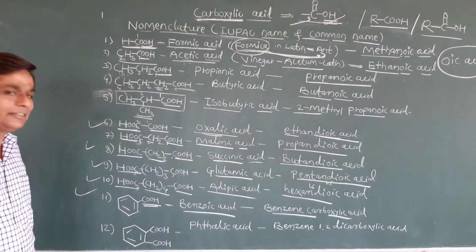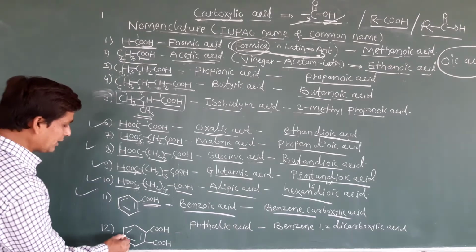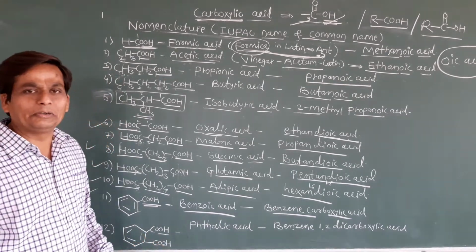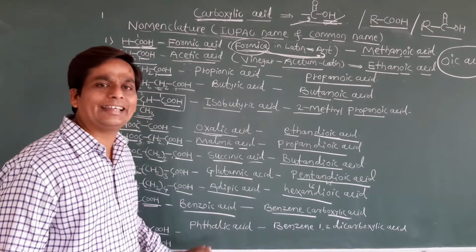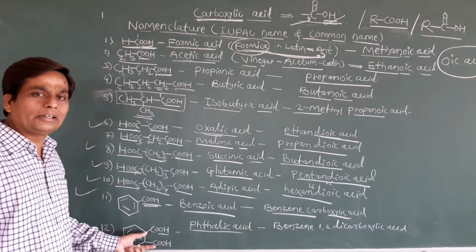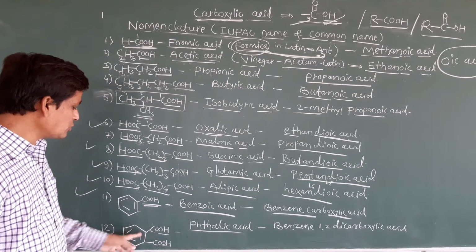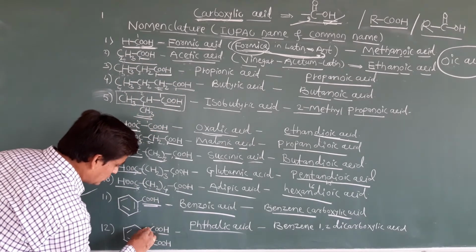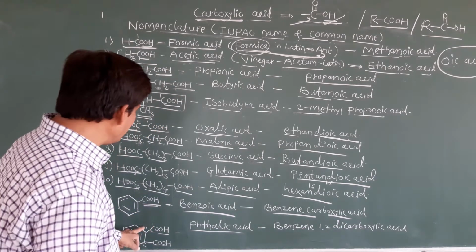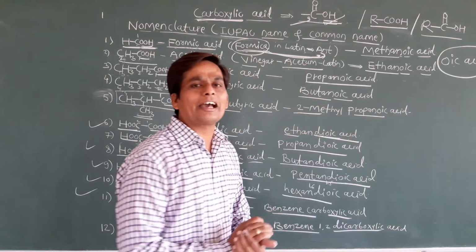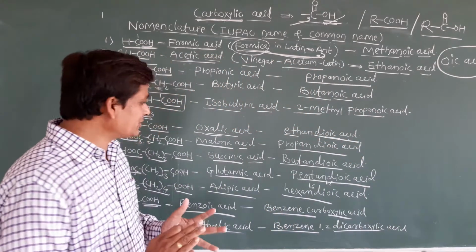See another example. This is the last example, students. So here I have taken a benzene ring which contains 2 carboxylic groups. Then we say it is phthalic acid. Phthalic acid contains 2 carboxylic groups attached to the benzene ring. When you give the IUPAC name, just give the numbering 1, 2. So you can say benzene 1,2 dicarboxylic acid. So all of you understand, students?